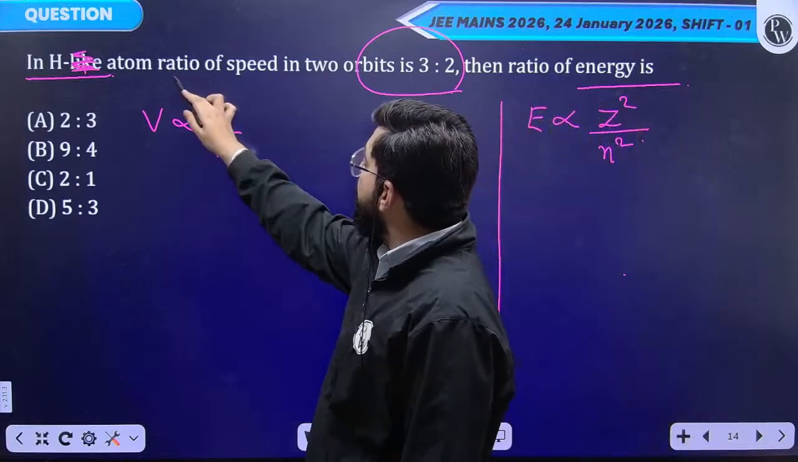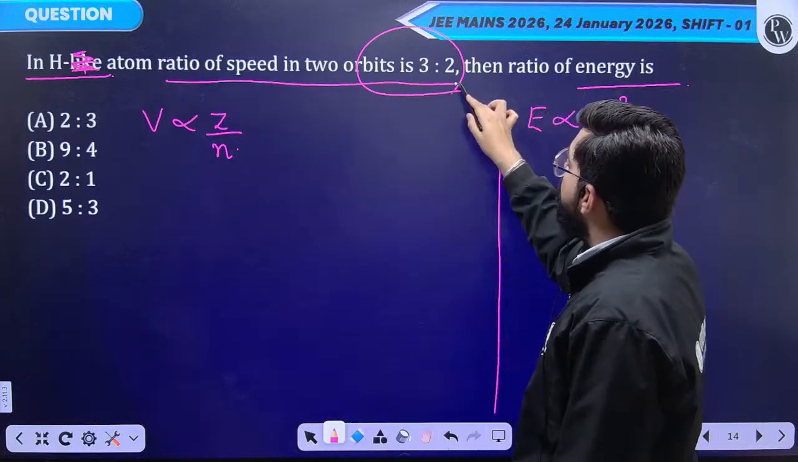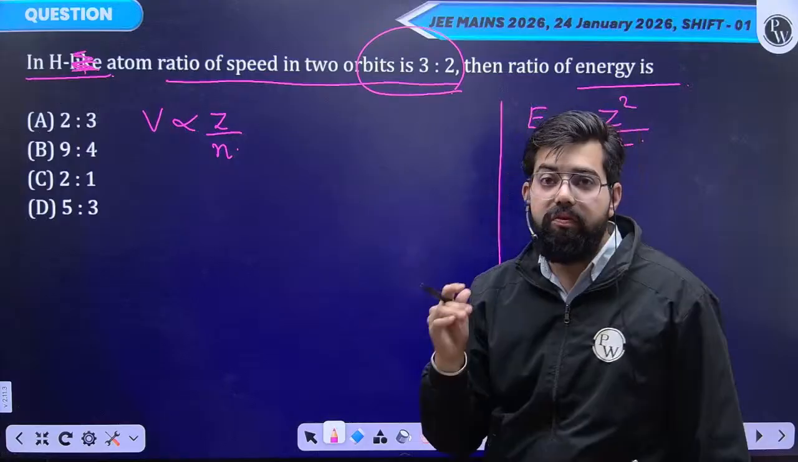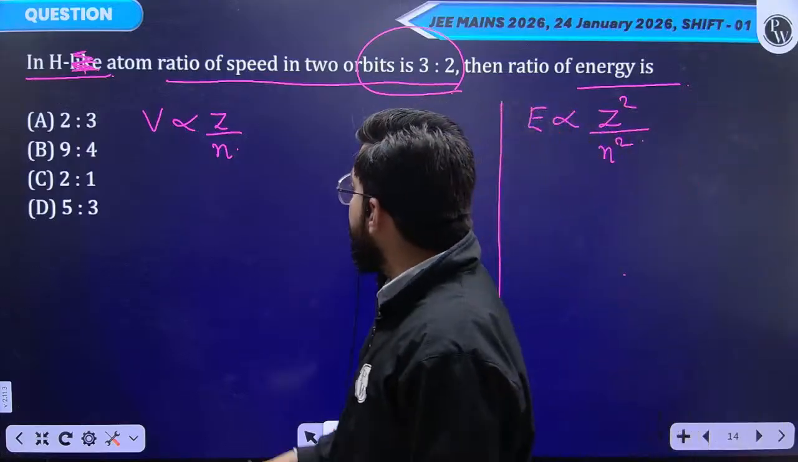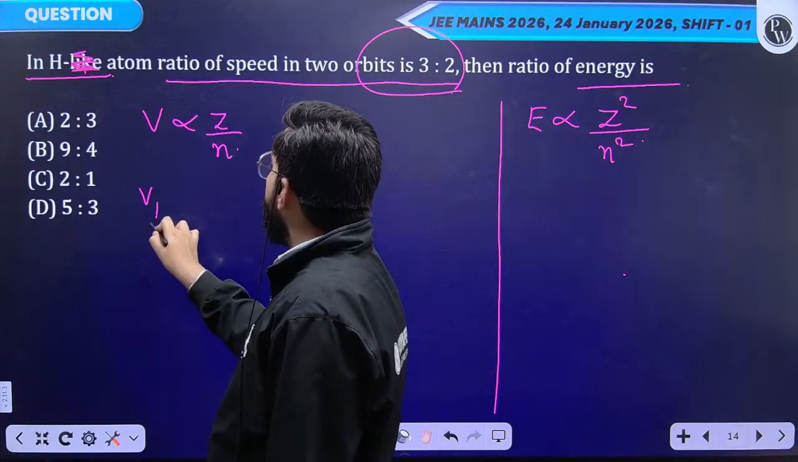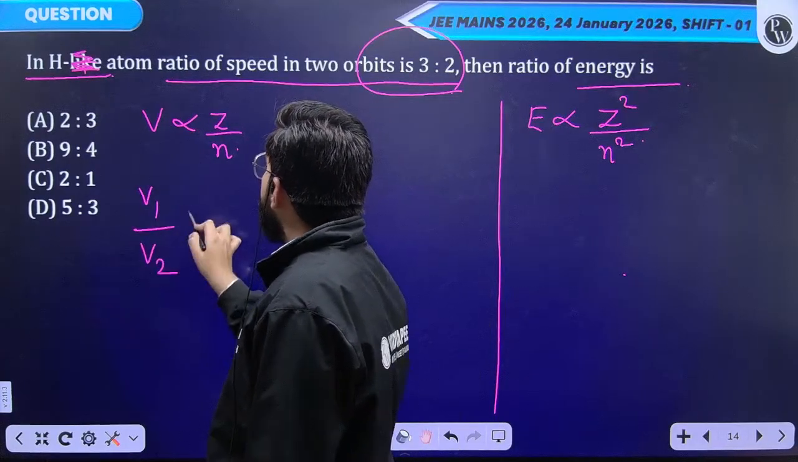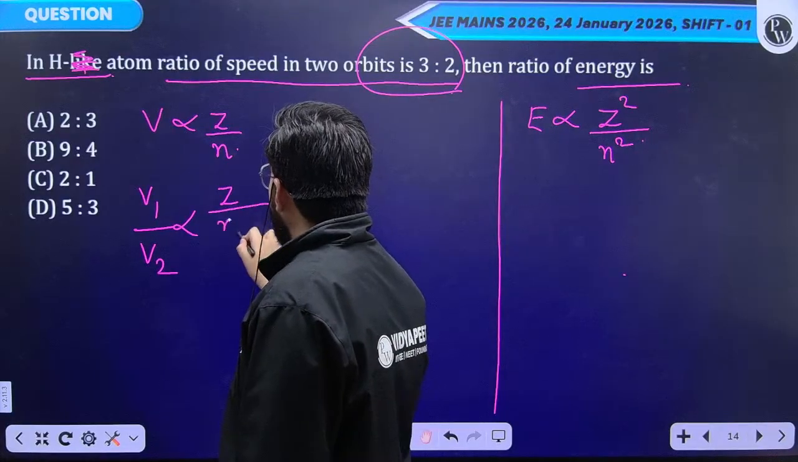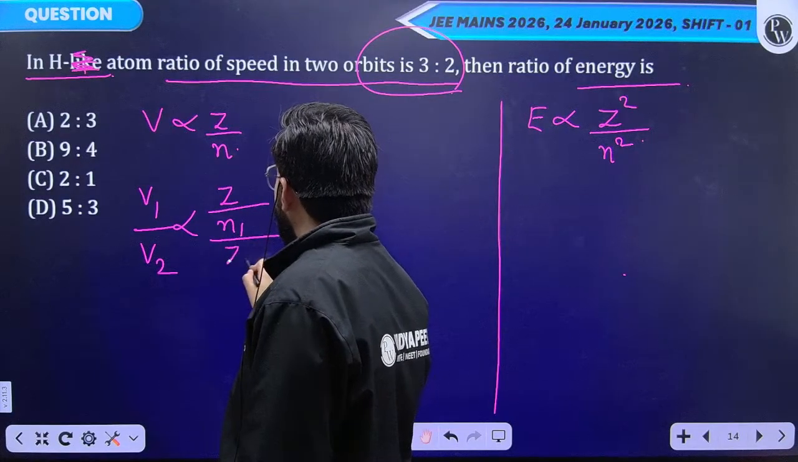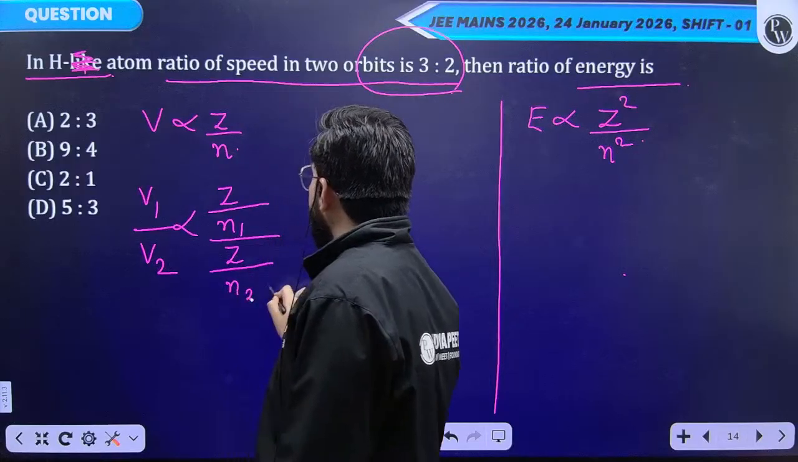Now here they have given the speed in the ratio 3:2. So we have to take two parts, that is v1 and another one is v2. So we can do v1 upon v2 proportional to Z constant divided by n1, then Z divided by n2.